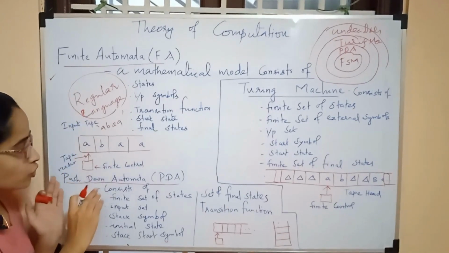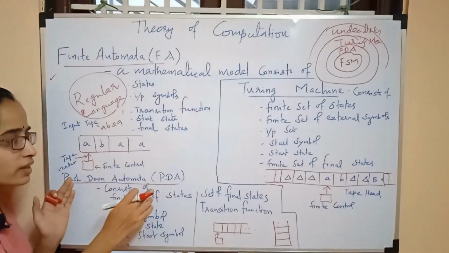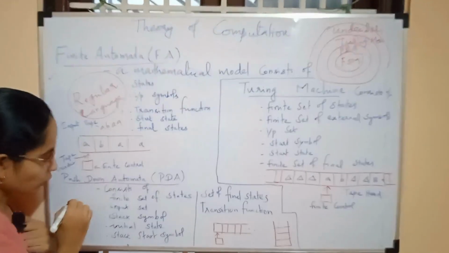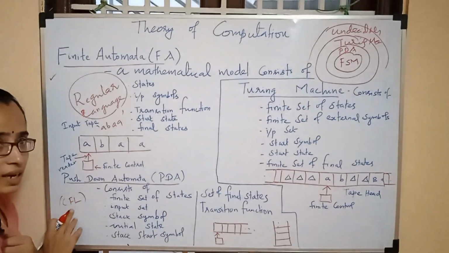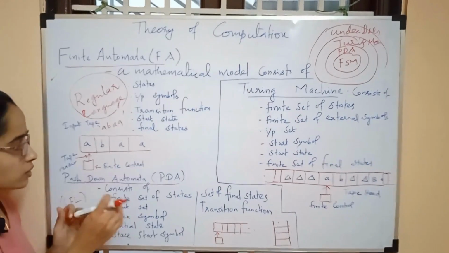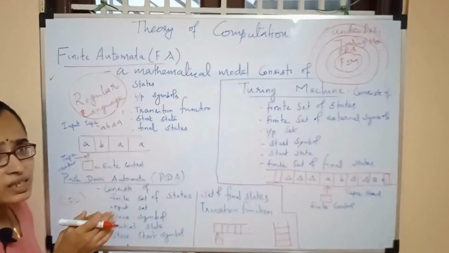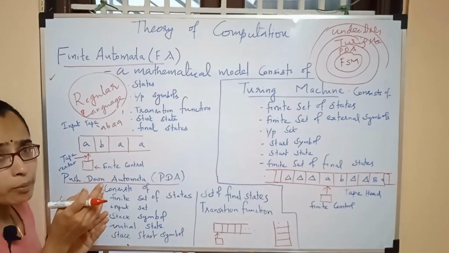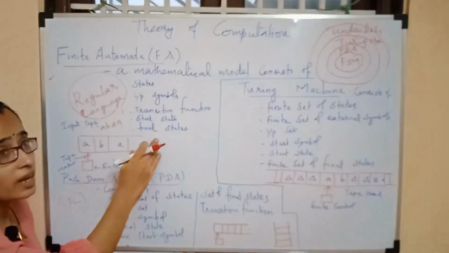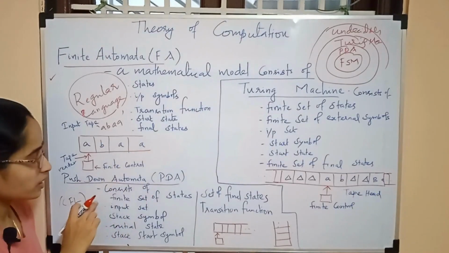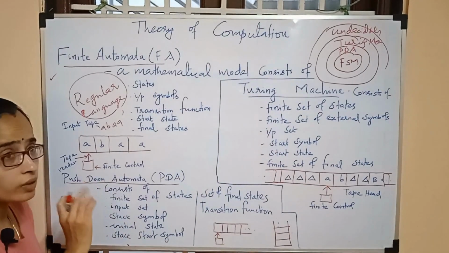Okay, so pushdown automata. The next category is pushdown automata. We simply call it PDA. This will accept only CFL. CFL means context free languages. This pushdown automata, as I said earlier, has more memory compared to the finite automata. Finite automata has a limited amount of memory, but pushdown automata will have some more extra memory.